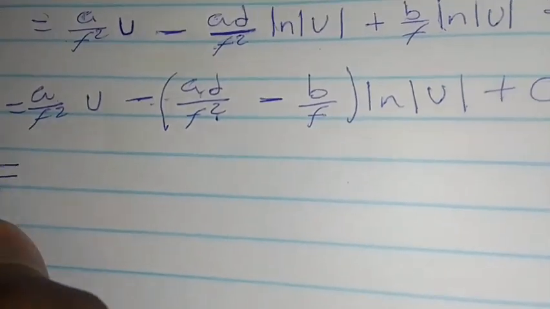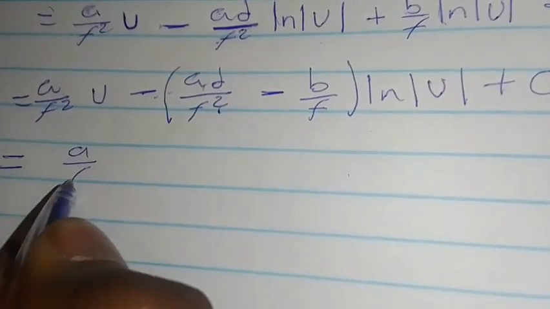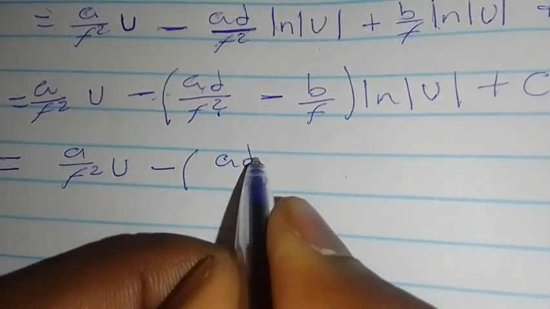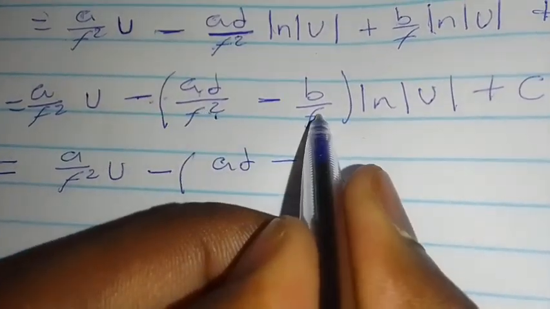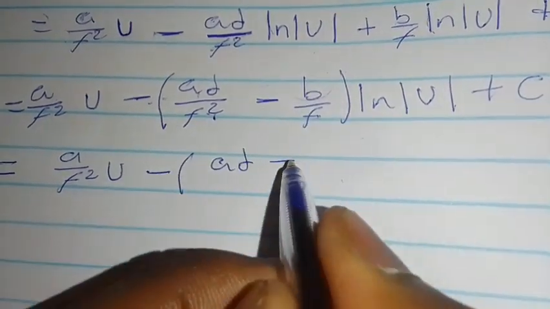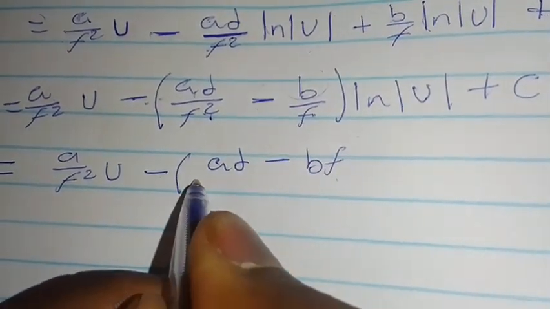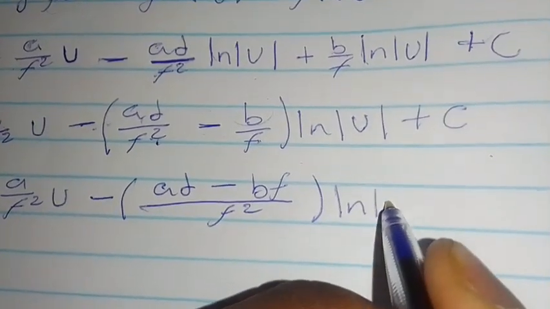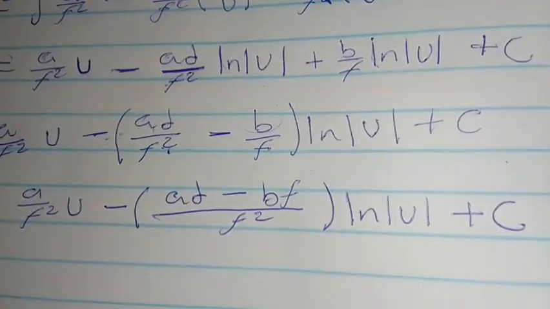Then we can simplify this, so you have a over f squared u minus, now you have AD minus BF, since this is f squared and this is f, that means you're going to multiply this term with f, so you're just going to have bf, and then you divide by f squared. Now you multiply by ln the absolute value of u, then you add a constant there.